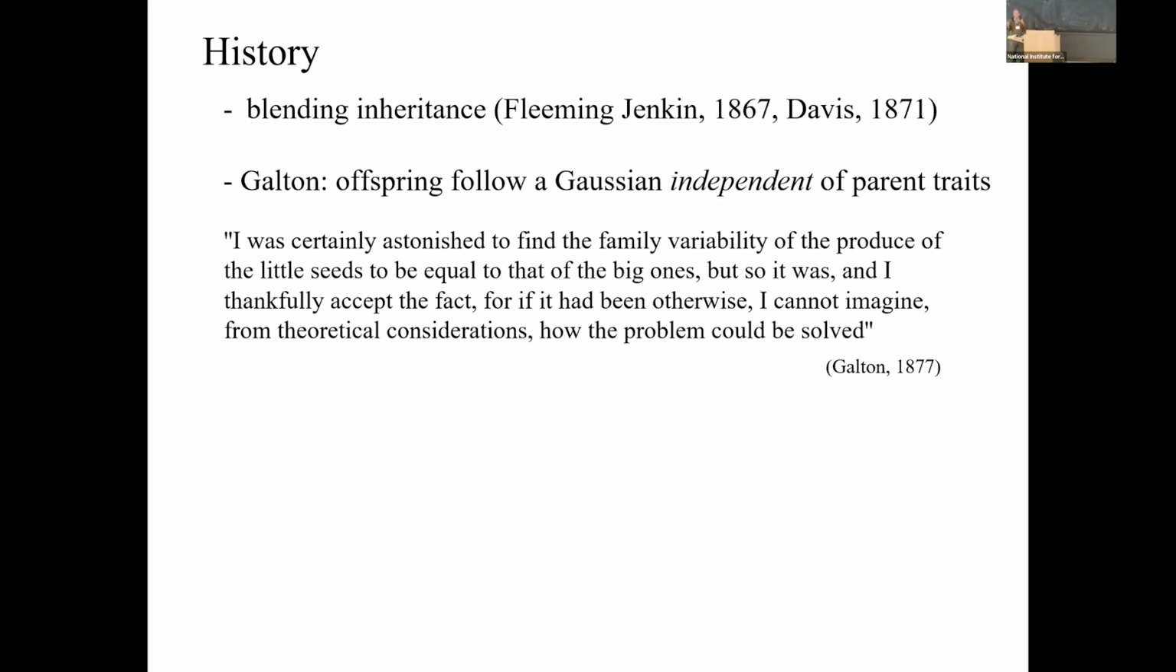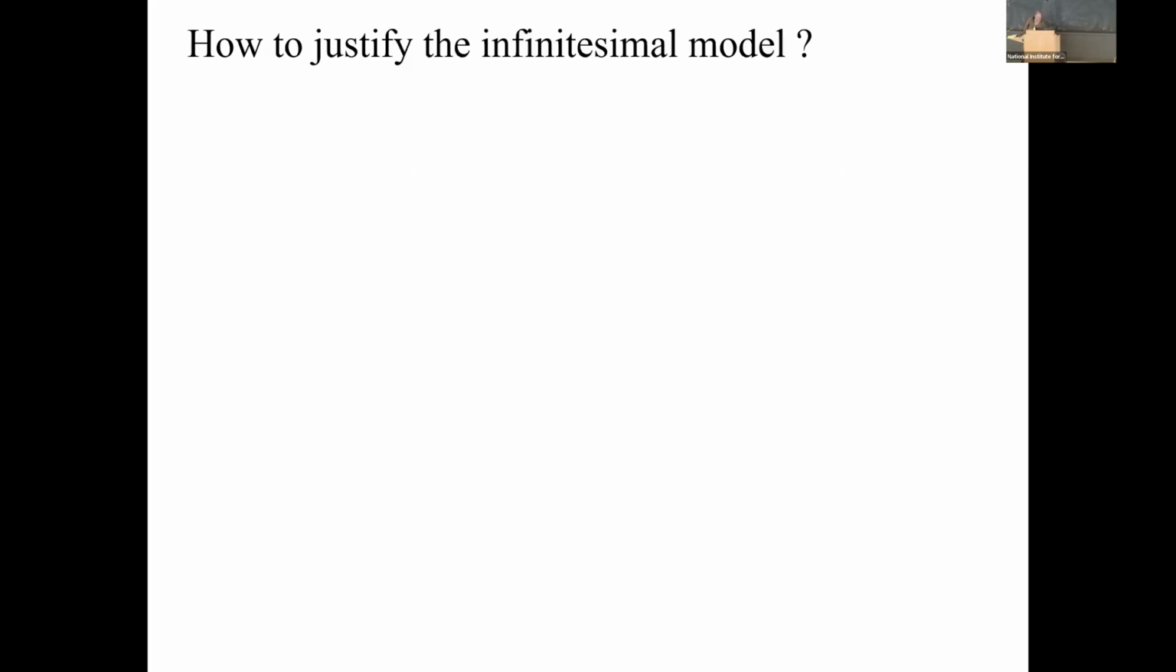So there was, tucked away in the appendix, one of the first calculations of an equilibrium for the distribution of a quantitative trait. So that's a little bit of the history. How does one justify this model?